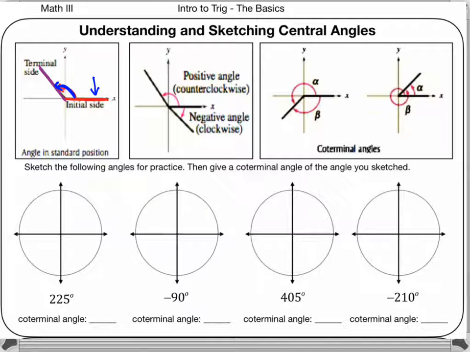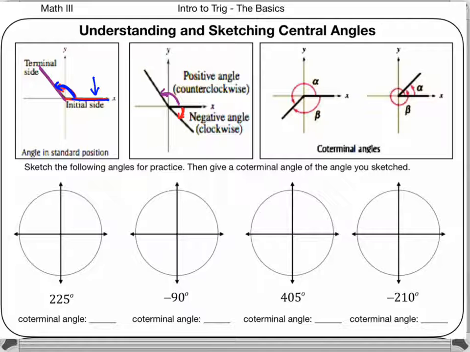You have an initial side where you start, which is oftentimes, almost all times, going to be on the positive x-axis, okay? This right here, and then it is going to spin around the circle just like a clock hand would and create an angle. If you have a positive angle, it's going to go in this direction, okay? And if you have a negative angle, it would go in this direction, okay?